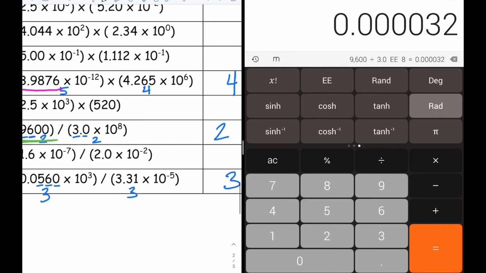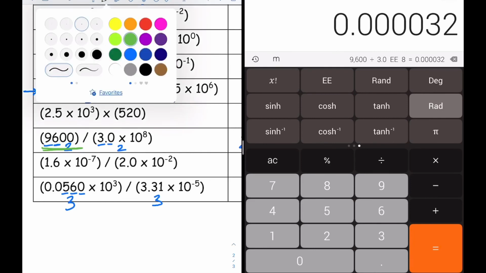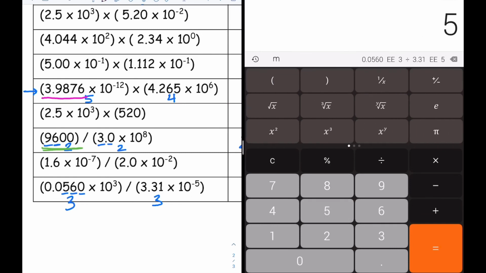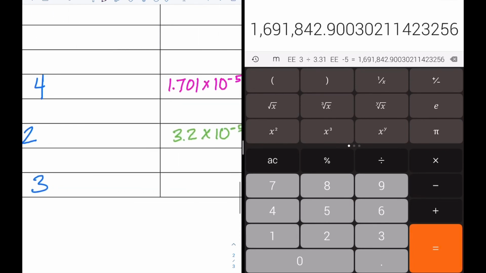Okay, one more. The last problem. 0.0560 exponent 3 divided by 3.31 exponent 5, but don't forget the negative, equals. Okay, so that is a pretty big number. Luckily, we only have to write 3 digits because there's only 3 significant digits in our final answer.